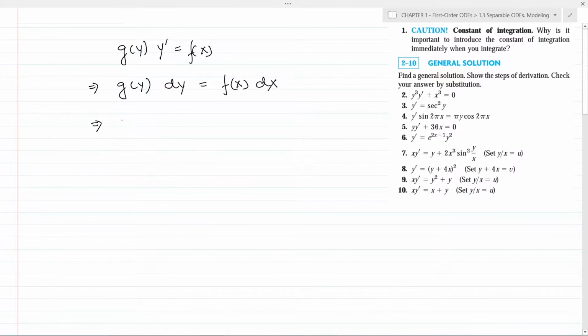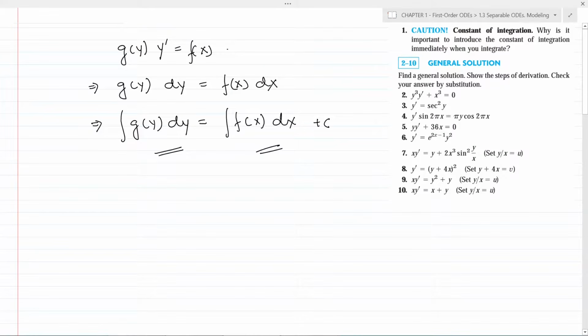If we integrate both sides, we get integral of g of y dy is equal to integral of f of x dx. Here we see that the left hand side only has y variables and the right hand side only has x variables. So in this method we separate the x variables and the y variables and keep the y variables in the left side and keep the x variables on the right side.